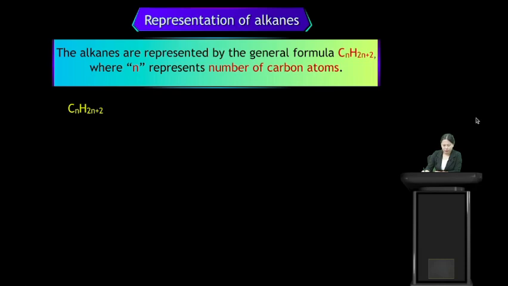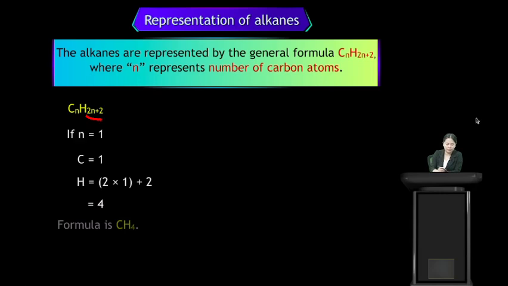So we have this general formula for alkane. Let us bring out the formula of alkane. If n is equal to 1, C will be equal to 1, H will be equal to 2 × 1 + 2, because 2n + 2. So the number of hydrogen atoms is 4. So if n is equal to 1, the alkane formula will be CH4.